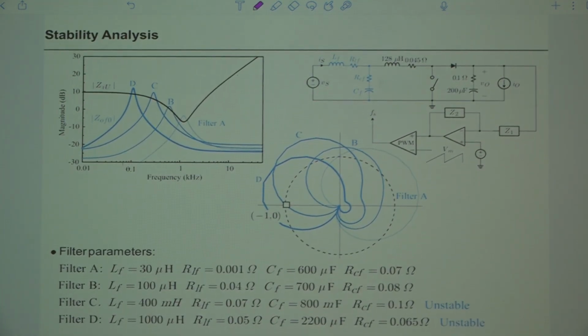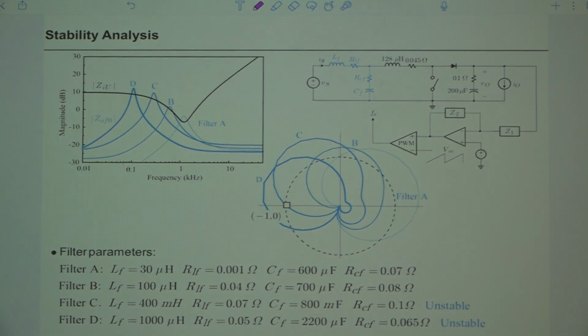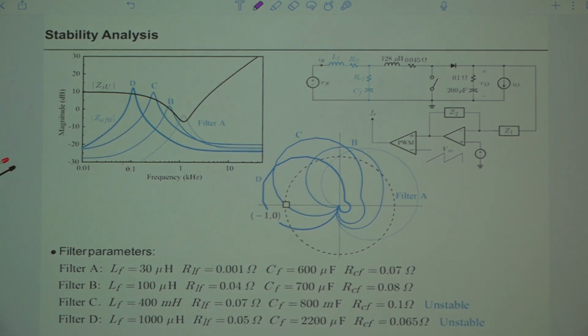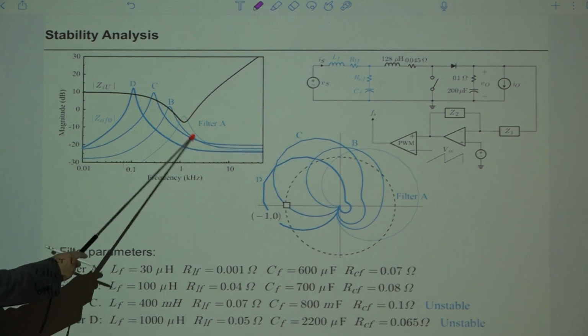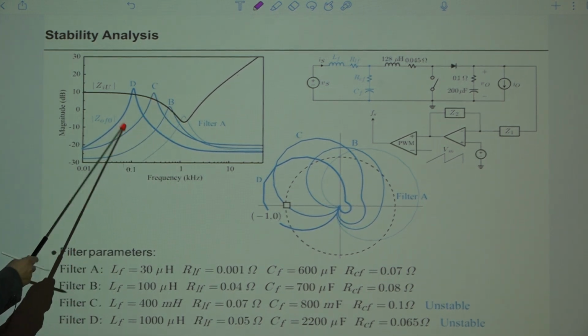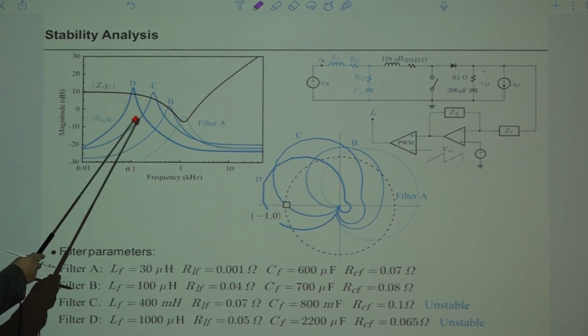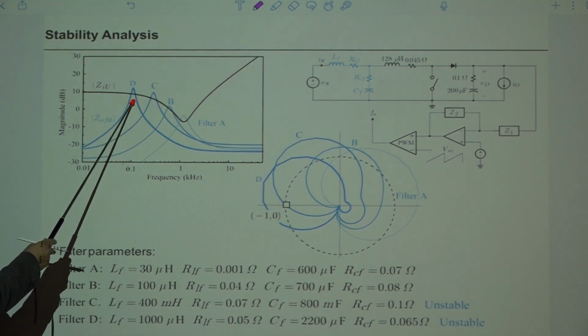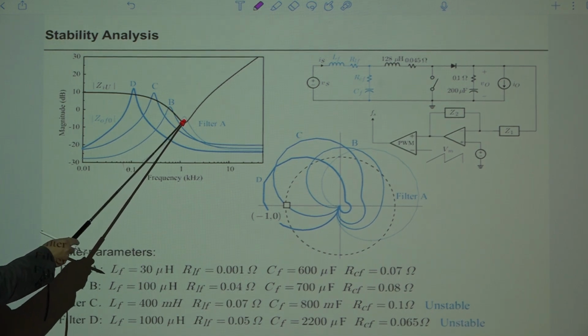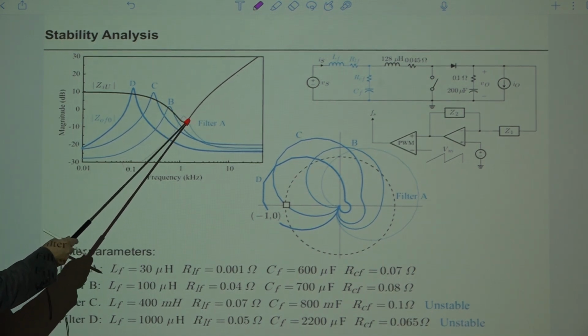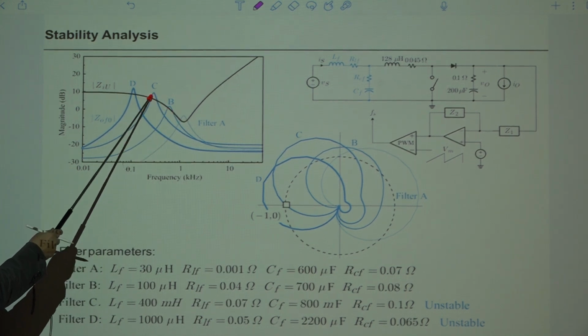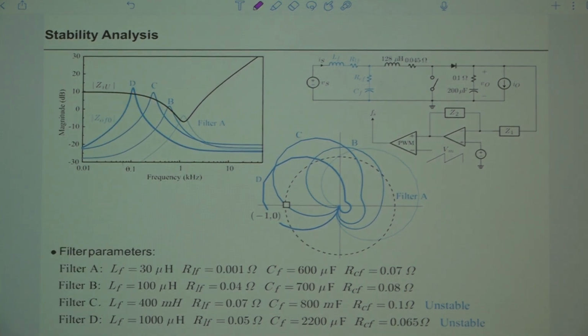And I simulated 4 cases of impedance overlap. This is the output impedance of 4 different line filters: filter A, filter B, filter C, and filter D. All of them have an overlap here, but the overlap occurs at this frequency, and this frequency, and this frequency. Right? These are the filter parameters I used.